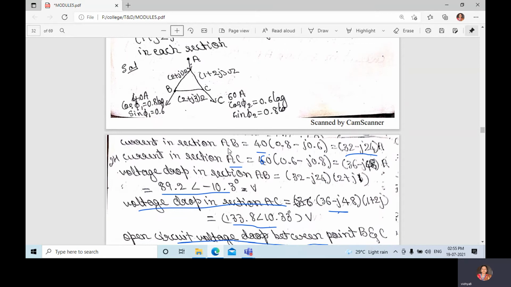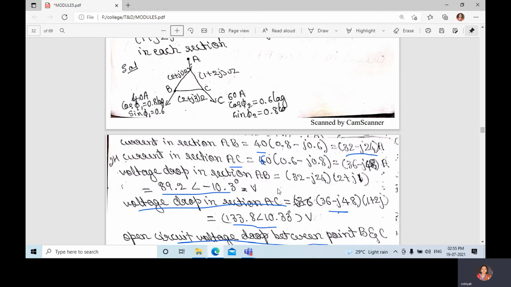So the current in section AB: first, for B, the load current is 40 amps into 0.8 minus j0.6, that is cos phi 1 minus j sin phi 1. And next for C, the load current is 60 into cos phi 2 minus j sin phi 2, that is what they have written. If you multiply, you get 32 minus j24, and 36 minus j48 amps.